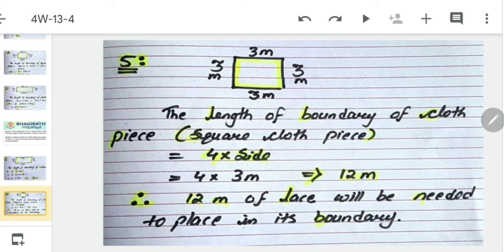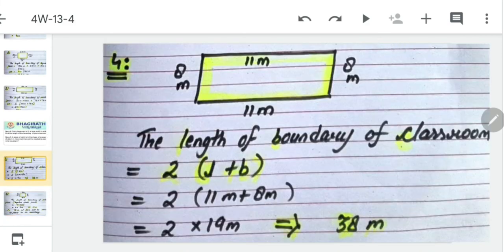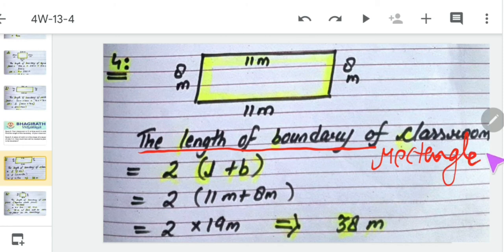Okay class. Now we revised two important formulas today. The first one is how we can find the length of the boundary of a rectangle, or rectangular shaped figure. So the formula for this is 2 into (L plus B). While solving this formula, first we have to add L and B, then we have to multiply their addition with 2 to get our answer.